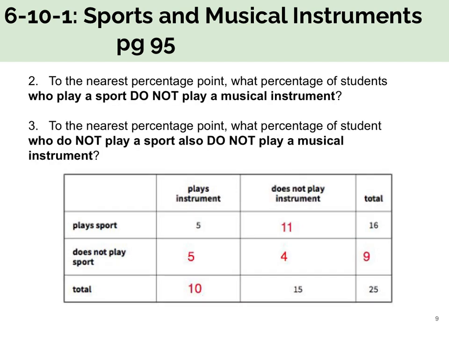And then let's go ahead and answer some questions about this two-way table. Number 2, to the nearest percentage point, what percentage of students who play a sport do not play a musical instrument? So our total is those who play a sport. That total is 16. That's the bottom number that we're going to use. So out of those people who play a sport, we want the number of those who do not play a musical instrument. That's 11. So we're going to do 11 divided by 16.